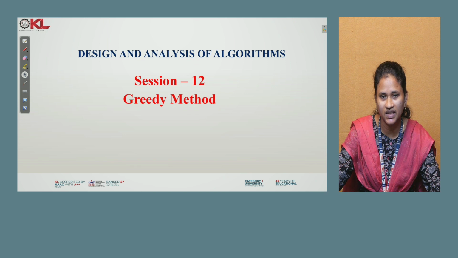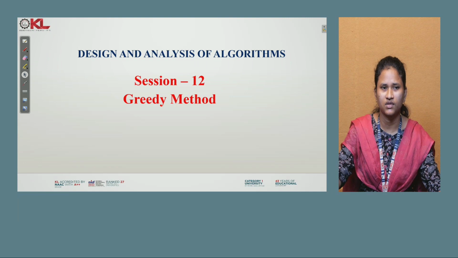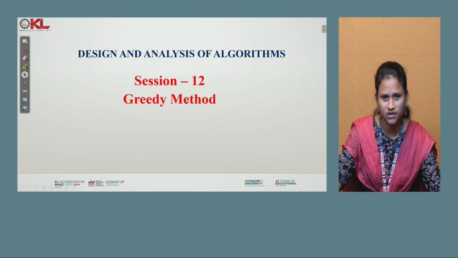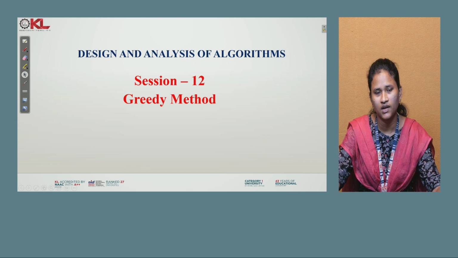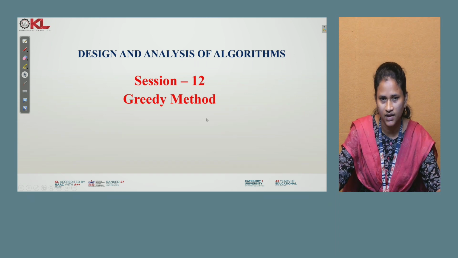That is the greedy method. Under the greedy method, we are going to discuss some problems like the knapsack problem and job sequencing with deadline. So today in this session we are going to discuss an introduction to the greedy method. That means what a greedy method is and what we can do with it, and along with that, one of the problems I would like to discuss is job sequencing with deadline. So now we will see the introduction to the greedy method, and then we will go to job sequencing with deadline.